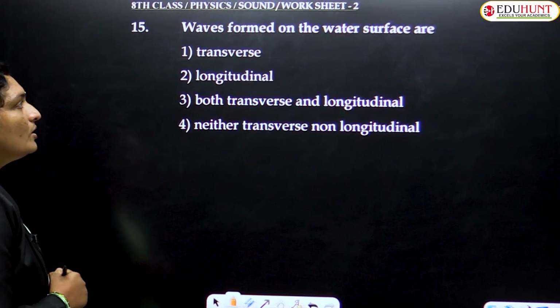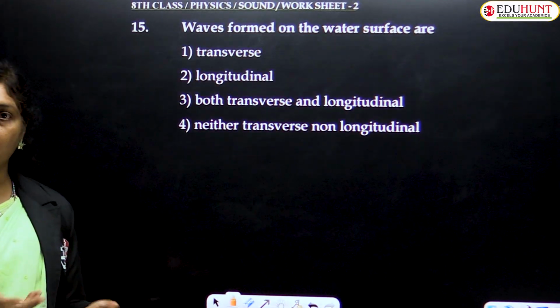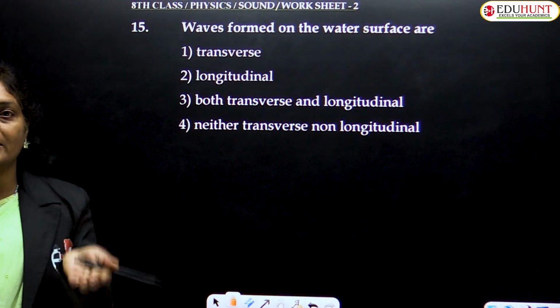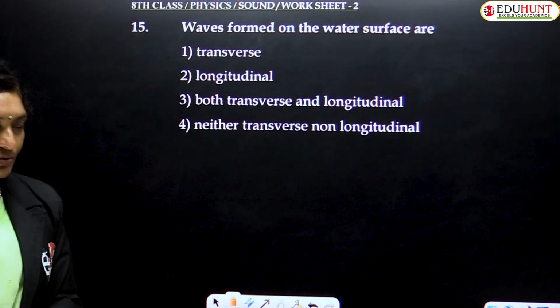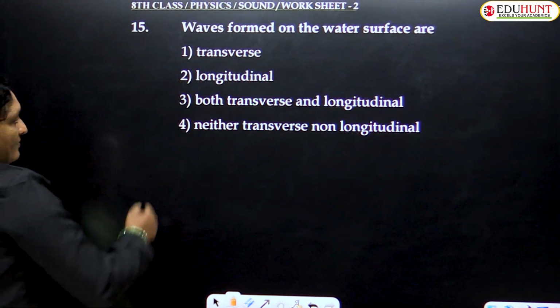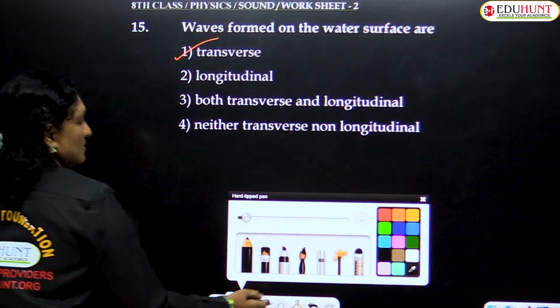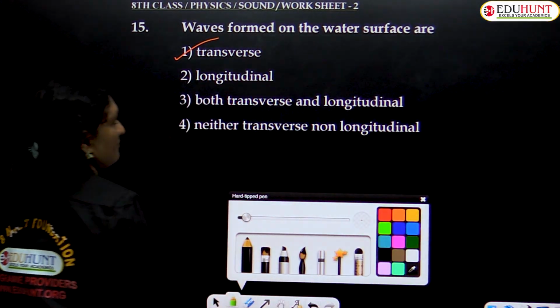So now moving to the next question, that is the 15th one. Waves formed on the water surface are. What are the waves formed on the water surface, children? Up and down, that motion. They are transverse waves. So what is the answer, children? Transverse waves are formed on the surface of water.